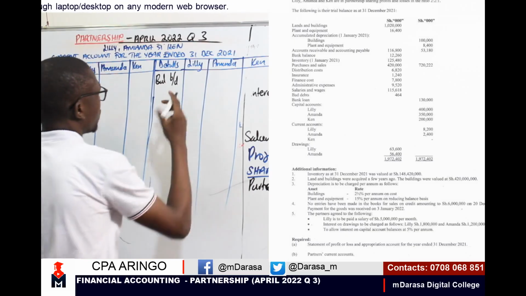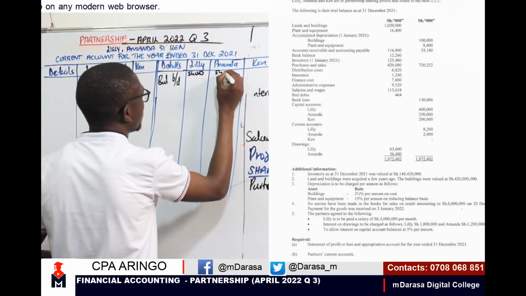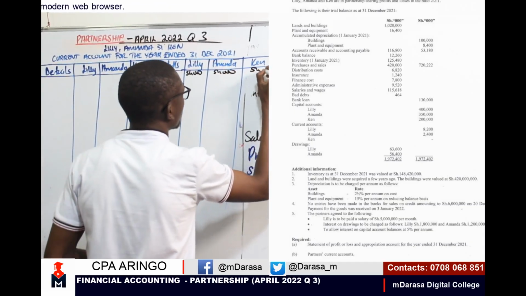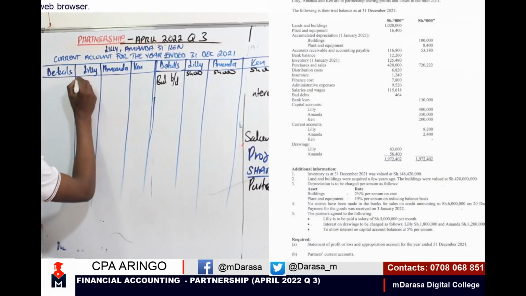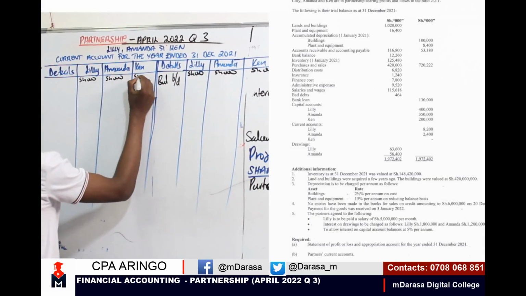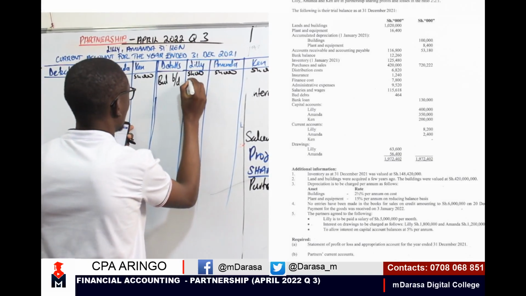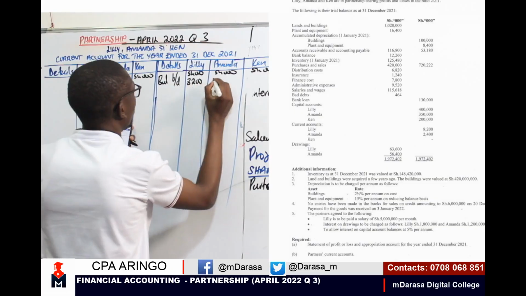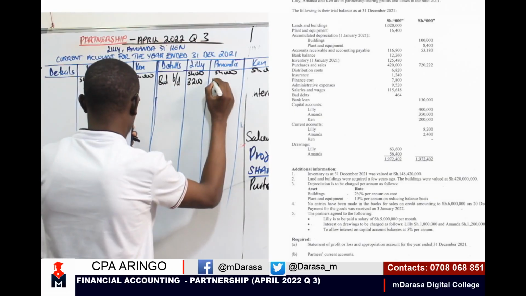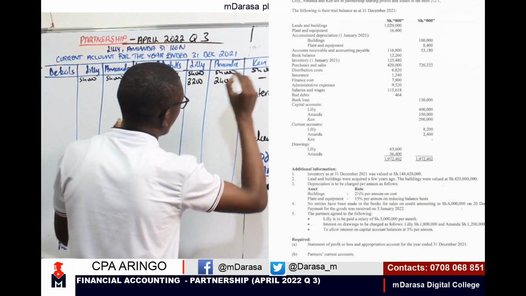Lily, 8,000. Remember, our figures here are in thousands, my good students. We should not forget that. So balance brought down for Lily, I'm having 8,200. For Amanda, I'm having a figure of 2,400. Then this other individual, Ken, we did not have.